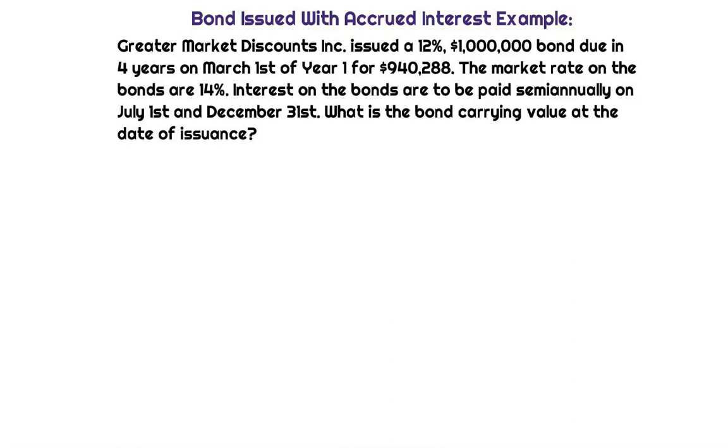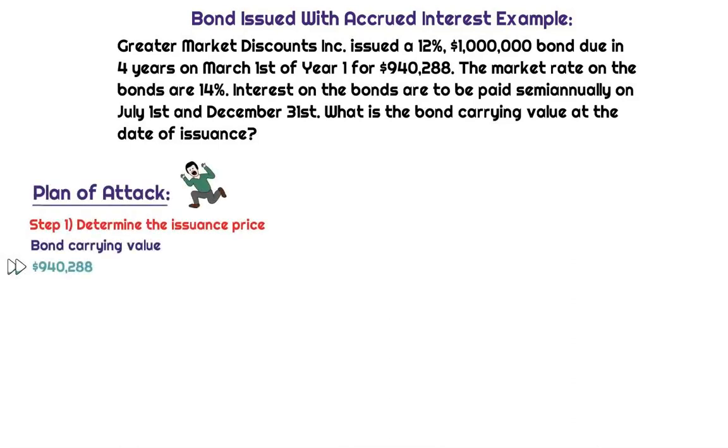So this looks pretty familiar, but the only difference here is that the bond was issued on March 1st of year 1. We know it's a semi-annual interest payment, with the first pay period being July 1st, right? That's the date that the first payment is going out the door. So that first payment is the primary amount that we're focused on. Starting with step 1, we're going to determine the carrying value. They just gave it to us, $940,288. When it's all said and done, we're adding something back to this amount.